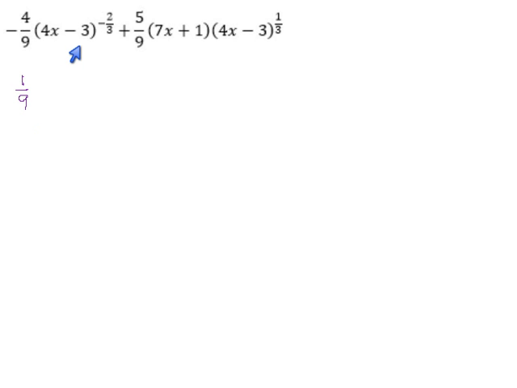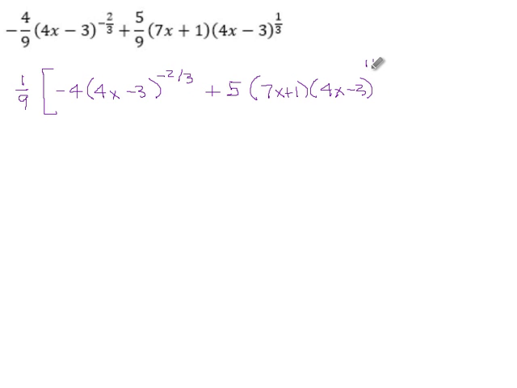You could take out the 1/9 and the 4x minus 3 in one big step. I'm going to do it as two small steps because we're just learning. And let's see what's left after this. Minus 4/9 divided by 1/9 leaves us with minus 4. And everything else in that term stays put for now. Plus 5/9 divided by 1/9 leaves just 5. And then we have the 7x plus 1 and 4x minus 3 to the 1/3.